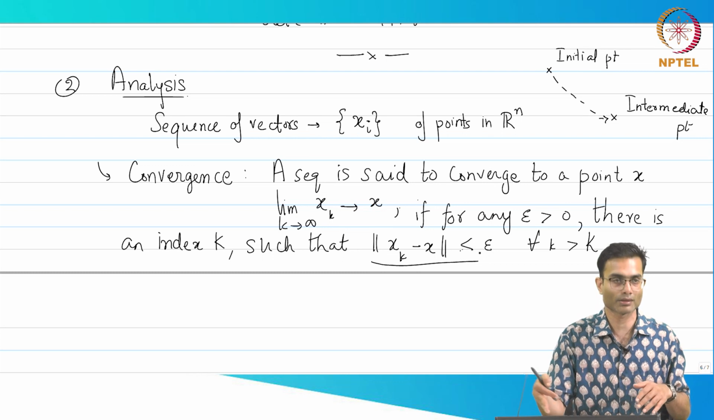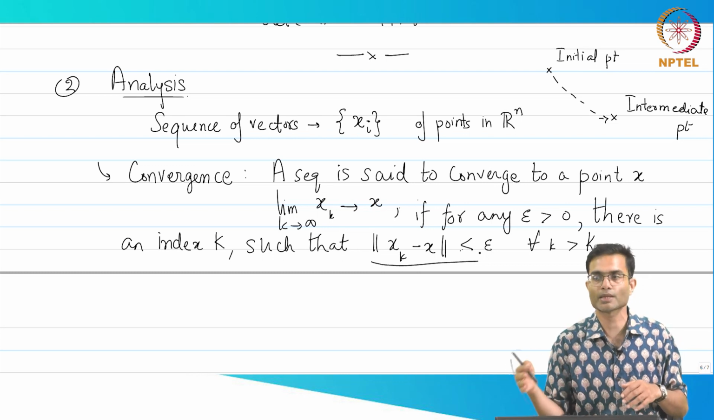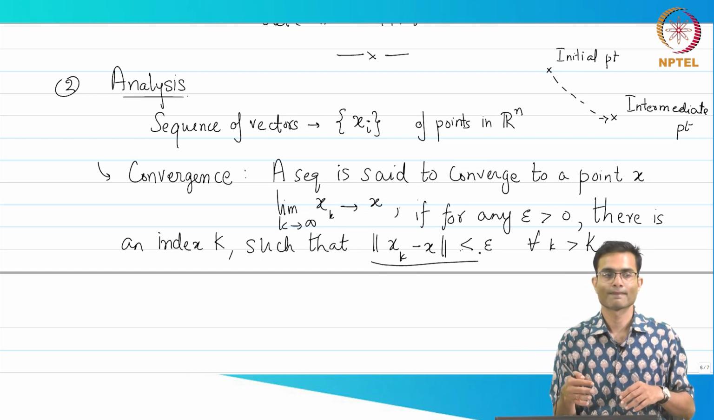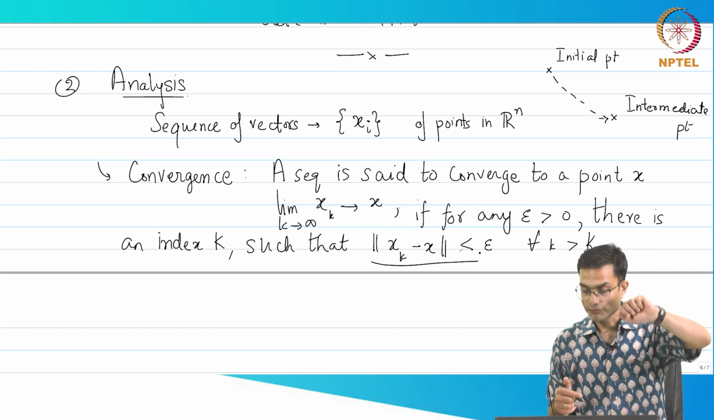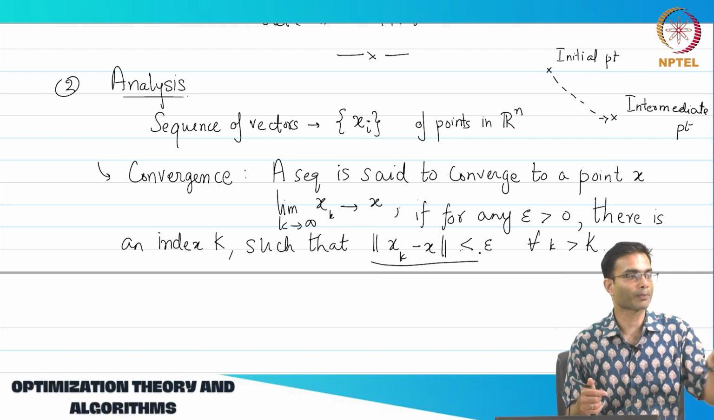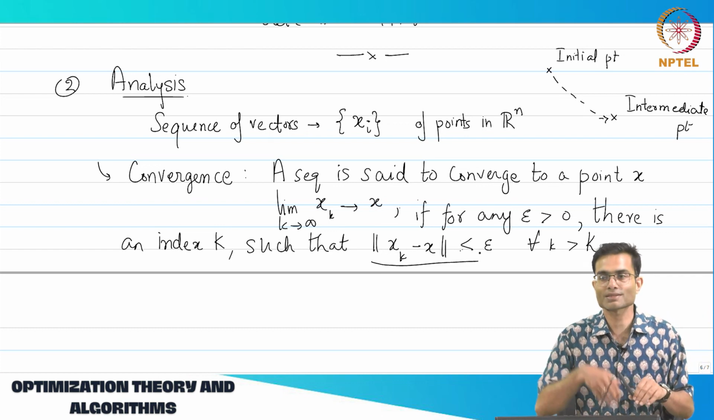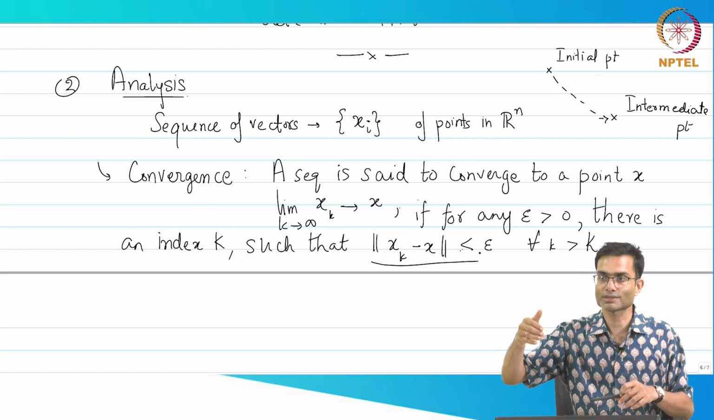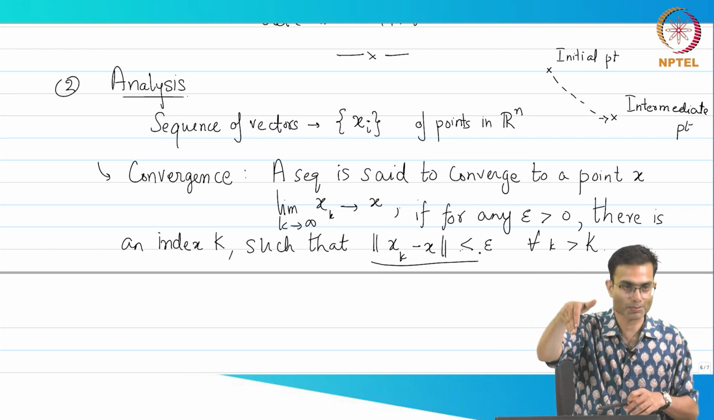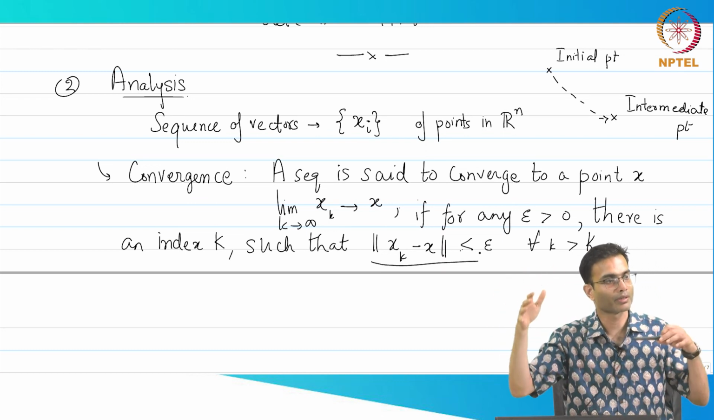Now let's bring in the inequality over here. Less than epsilon means I can choose, for any epsilon greater than 0, epsilon to be as small as I want. Right? So what is it saying? That as the sequence grows, the distance of the sequence point to its convergent point reduces.